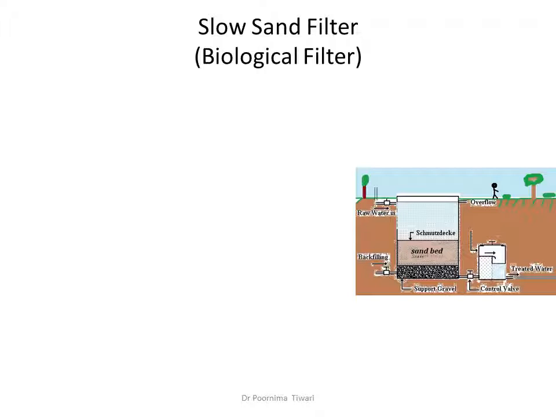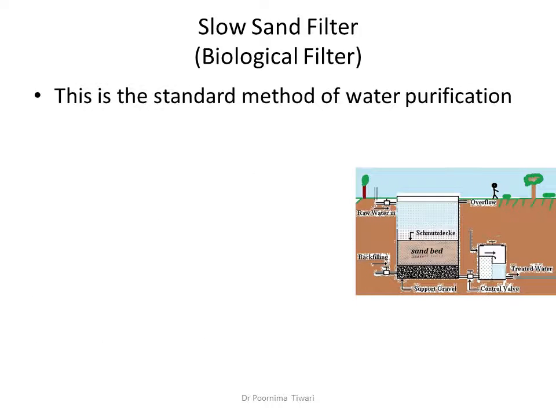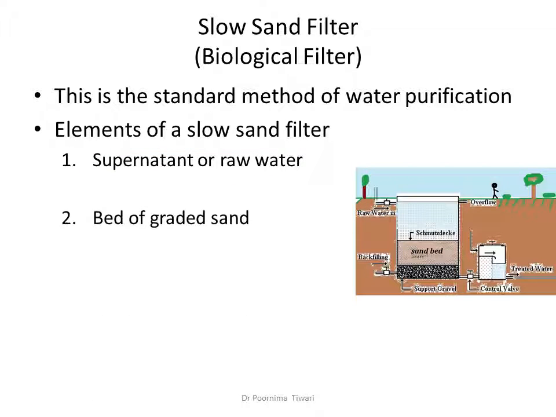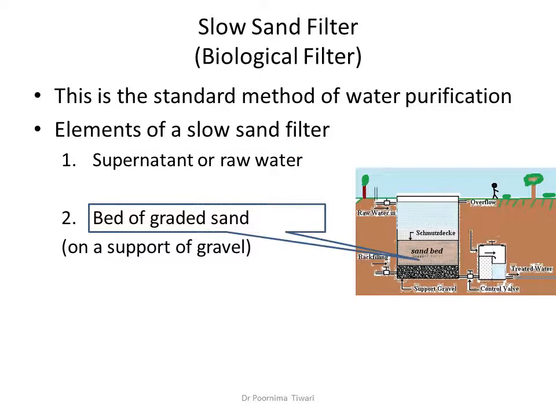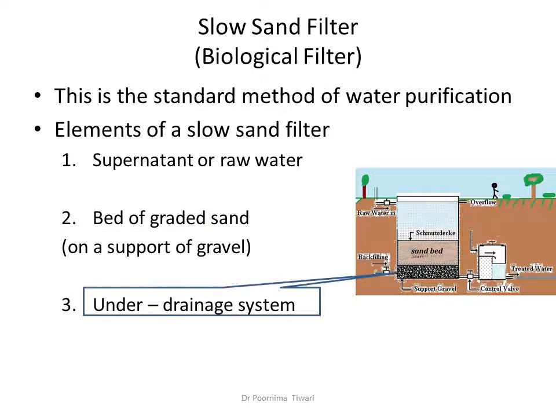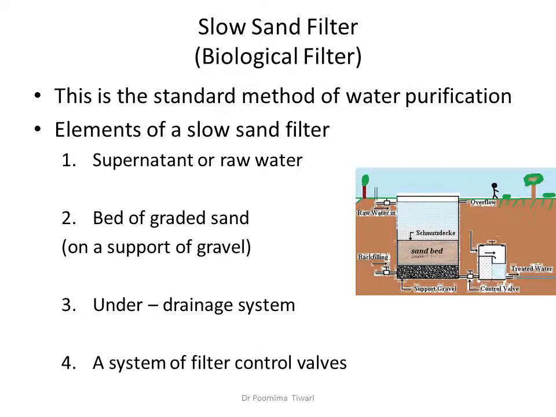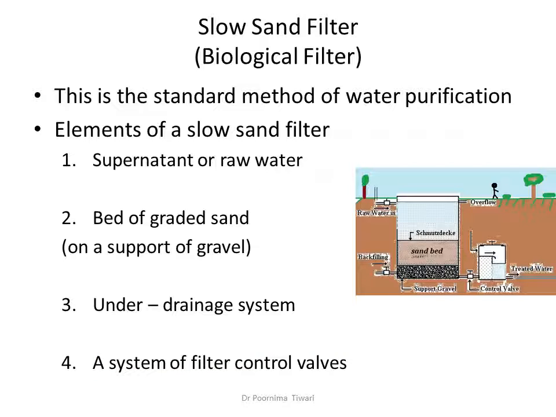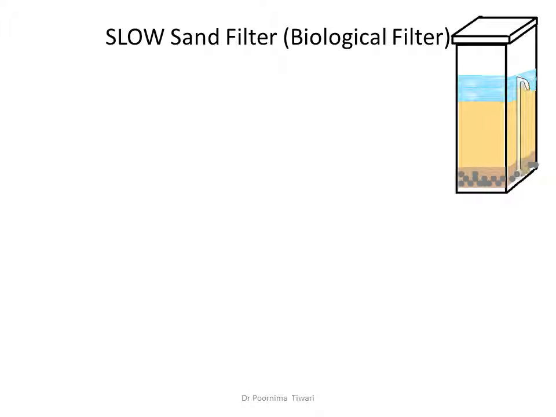Slow sand filter is one of the standard methods of water purification. Elements of a slow sand filter are: topmost layer is of supernatant or raw water. Below it is a bed of graded sand which is supported on gravel. Under drainage system, and finally a system of filter control valves. Slow sand filter, also called as biological filter. We will discuss in the next slides why it is known as biological filter.